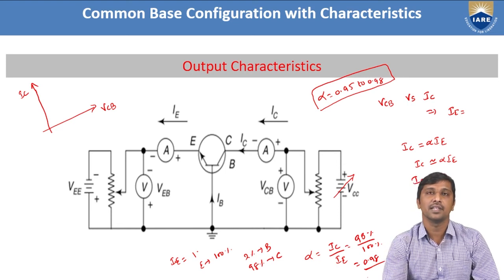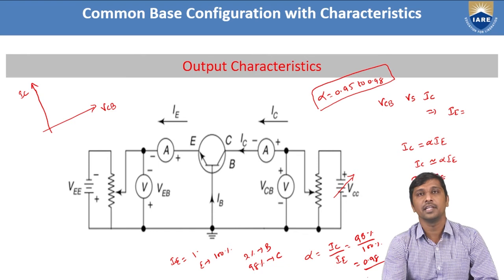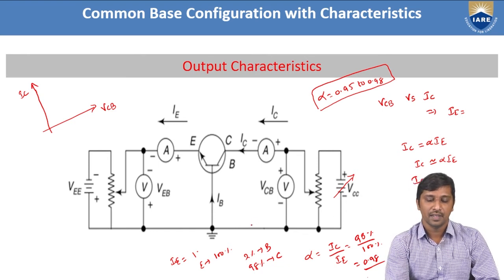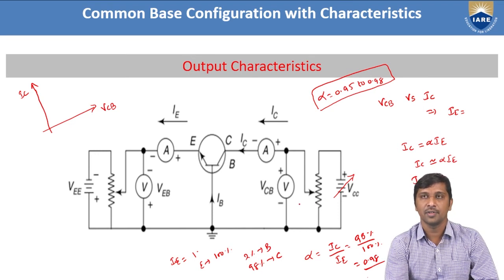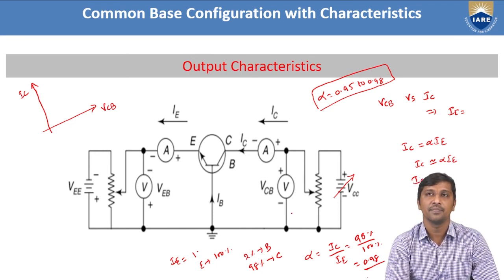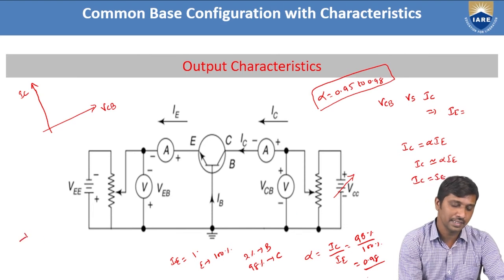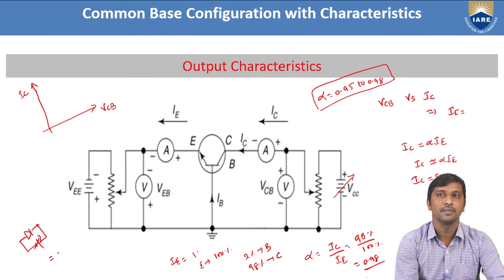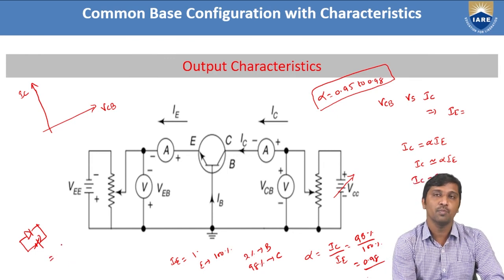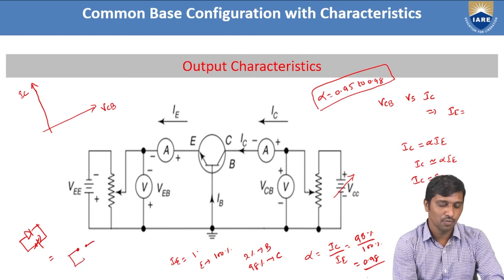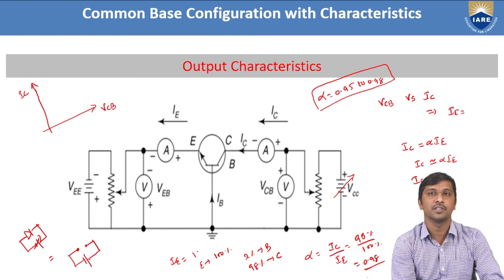If I consider that alpha is 0.98, that is approximately equal to 1. Then, by keeping IE constant, let us take the collector base junction, or output junction. Here this output junction is operated under reverse bias. We know that if a PN junction diode is operated under reverse bias, there is no flow of conduction. At this point, the diode acts as an open circuit. So the diode acts as an open circuit when the PN diode is reverse biased.